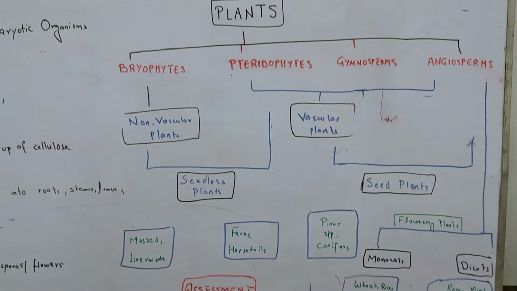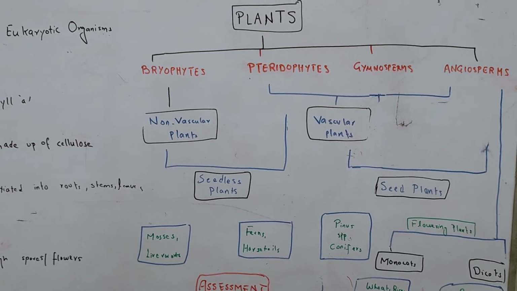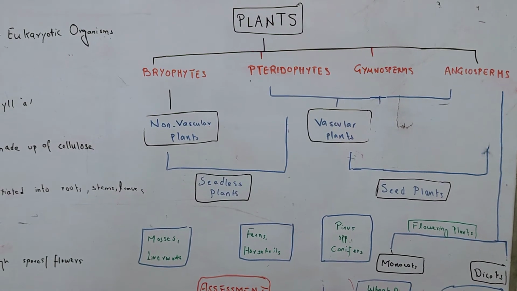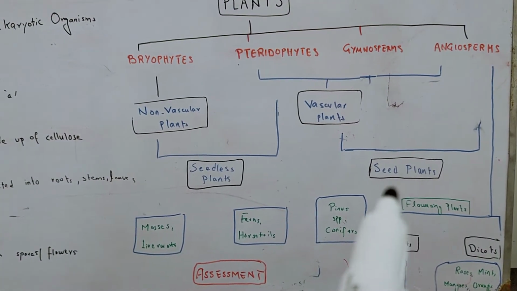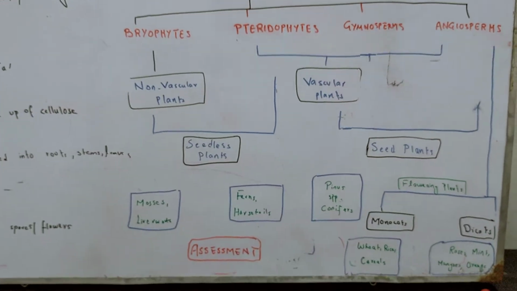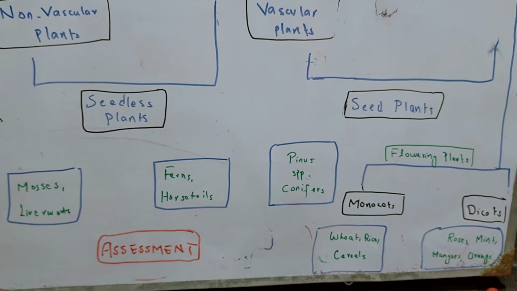Then angiosperms, it is the most important group of plants because more than 90% of plants which you see around, they are angiosperms. So angiosperms are flowering plants, they are seed producing, and they are vascular plants, which are further divided into two main groups, monocots and dicots.